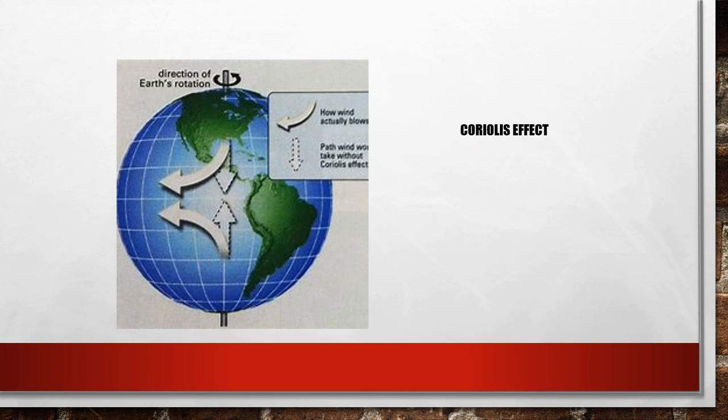Another consequence of the rotation of the earth is the Coriolis effect. The Coriolis effect refers to the force experienced by any object moving over the surface of a rotating body such as the earth. Due to the Coriolis effect, the winds and the ocean currents get deflected towards their right in the northern hemisphere and towards their left in the southern hemisphere. This is referred to as the Coriolis effect.